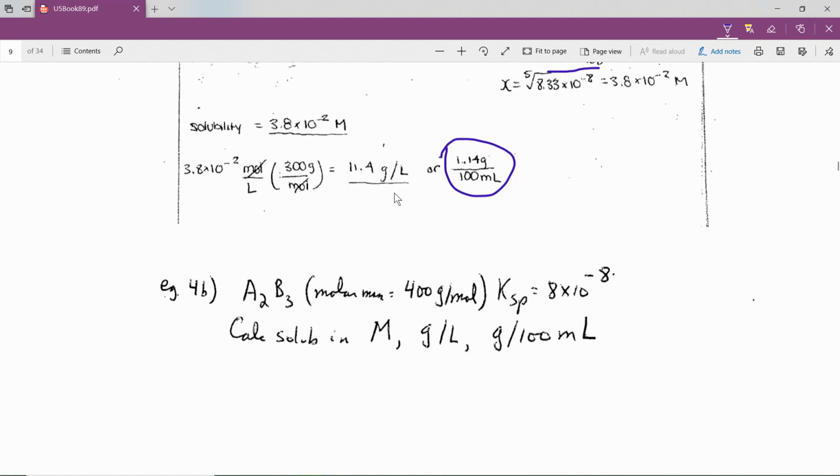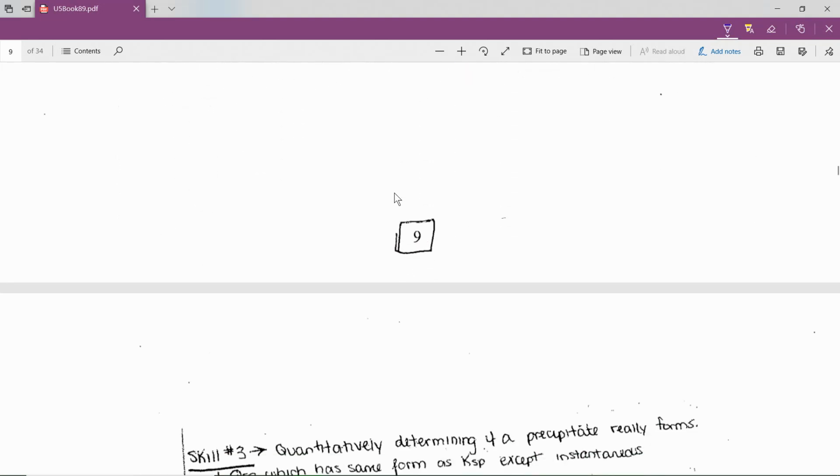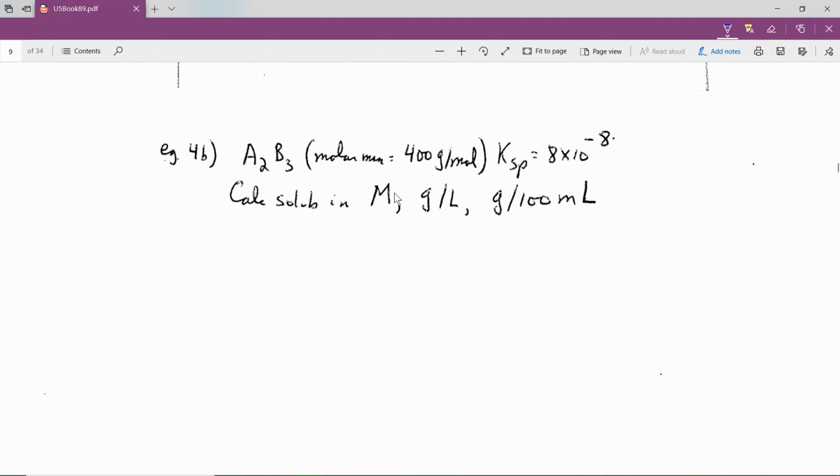Okay. Ooh, here we're going to try one together. Let's try this one here. At the bottom of page 9, we've got A2B3. The Ksp is 8 by 10 to the minus 8. So that's a 2 to 3 ratio. So my solubility is just going to be the fifth root of 8 by 10 to the minus 8 divided by 108. So let's figure that out. 8 by 10 to the minus 8 divided by 108. And I'm going to raise to the 0.2 power, just the same as taking the fifth root.